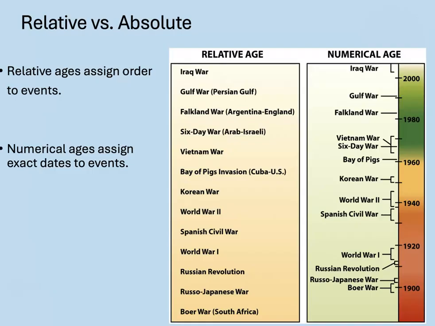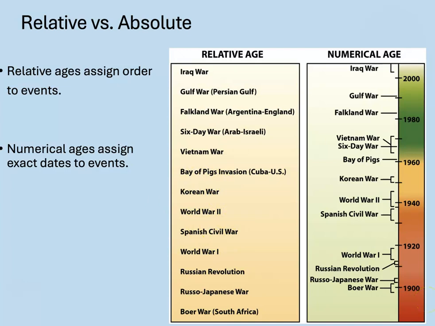Here's an analogy. The left-hand column shows a number of armed conflicts or wars from most recent to most distant in the past. Notice that we do not know when these events happened or how much time was between each of them. We simply know the order of them. For example, World War II occurred before the Korean War.